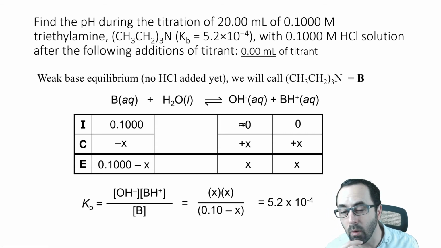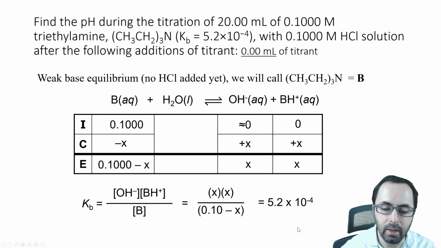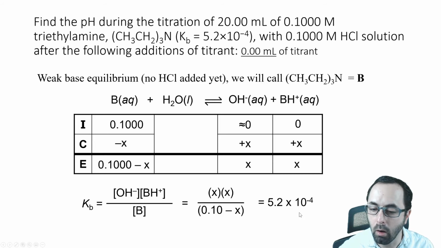And this is because I wanted to give you at least one problem where the simplifying assumption is not going to work. So you can see that our KB is kind of high here. And so we're going to have to do our pre-check and compare our initial concentrations to our KB here and see how much bigger than KB it is. So we're going to copy this over to the next slide.